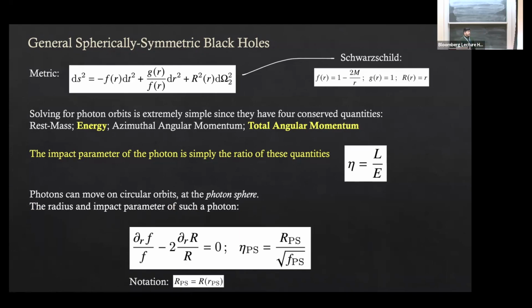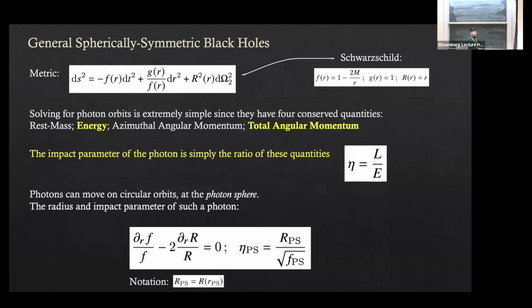And you can solve for the radius of the photon orbit by just imposing that its radial velocity and the radial acceleration are 0. And setting these 2 conditions gives you also the impact parameter of the photon on that orbit. So what it's telling you is that you can solve this equation to get the radius of the photon orbit.